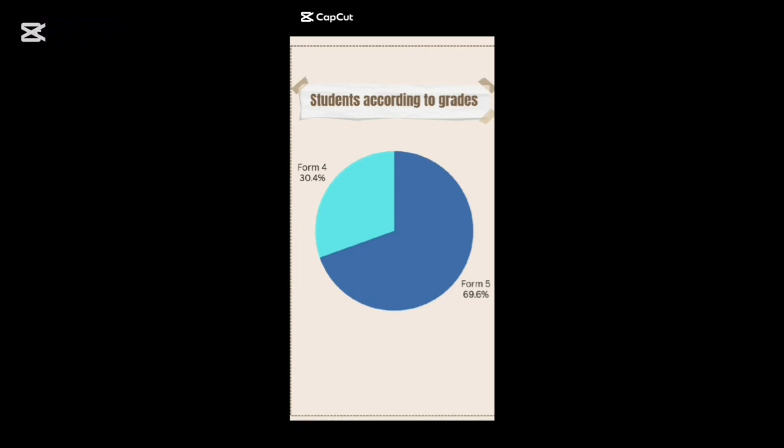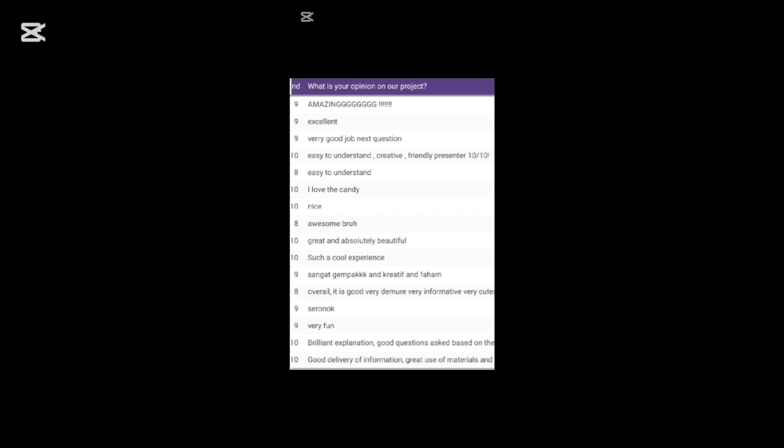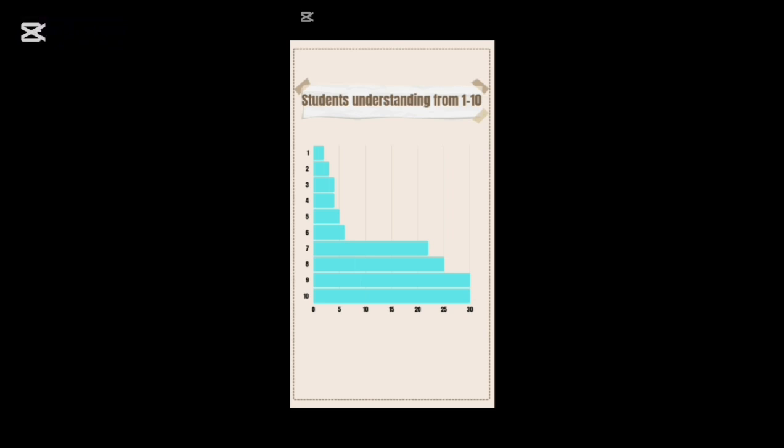Based on the pie chart, we can see that the percentage of Form 4 students that attended the Carnival STEM was 30.4%, while for Form 5 it is 69.6%. From what we can see here, most of the students were able to gain a better understanding or refresh their memories about the nephron structure. Based on this graph, we can see how well the students understand this topic. This tells us that our invention was able to help students visualize the nephron structure, learn more about health issues, and understand the process of a urine test.